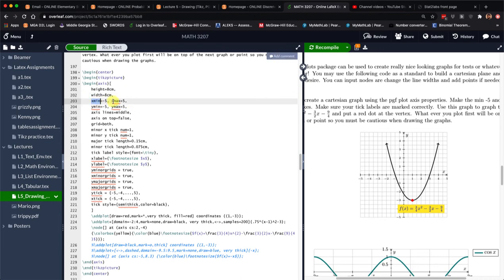I set my X-min and X-max, Y-min and Y-max from -5 to 5 for the X-min and max, and -5 to 5 for the Y-min and Y-max. The axis lines are set to equal. You probably shouldn't change that. That's something that's pretty normal. Axis on top equals false. That's like a bypass. If you set it to true, it's going to put that gray axis on top of everything. I'm pretty sure that's what that does if I'm remembering correctly.